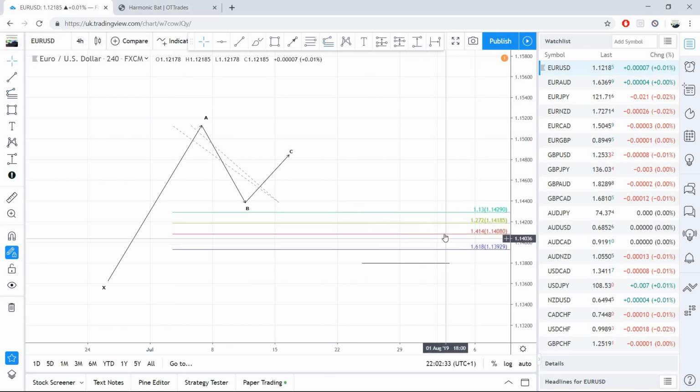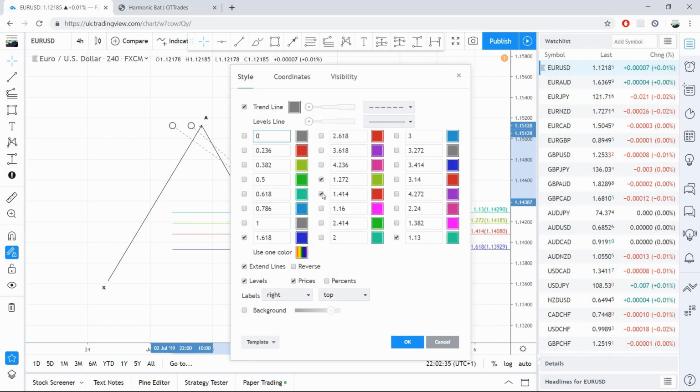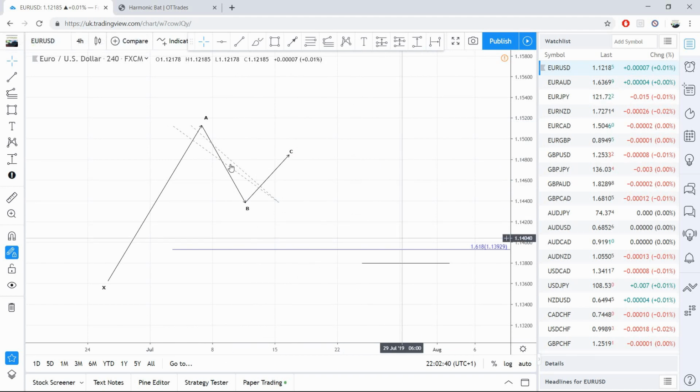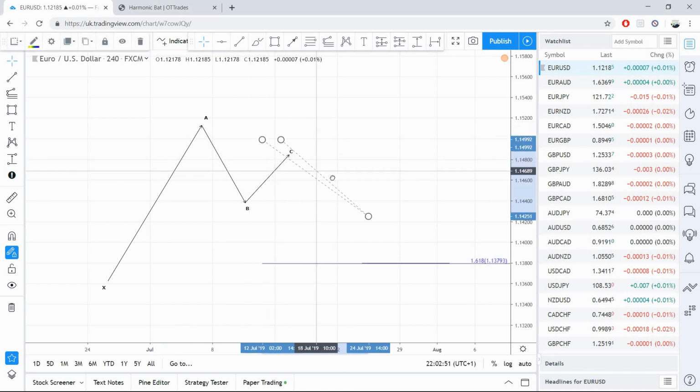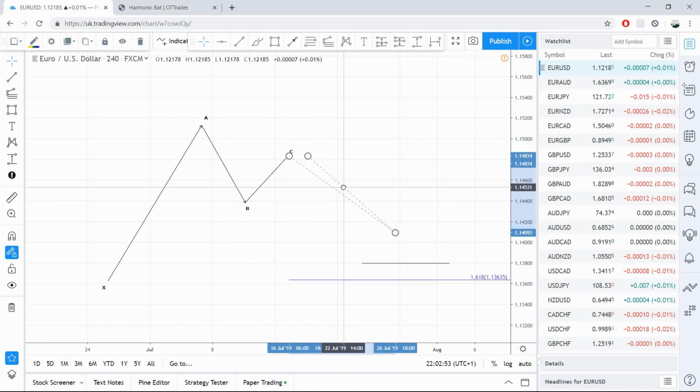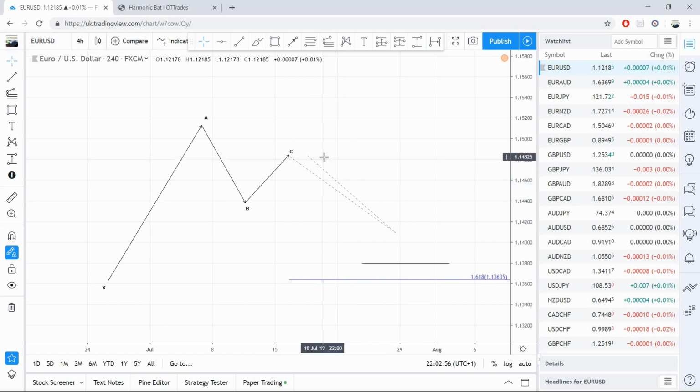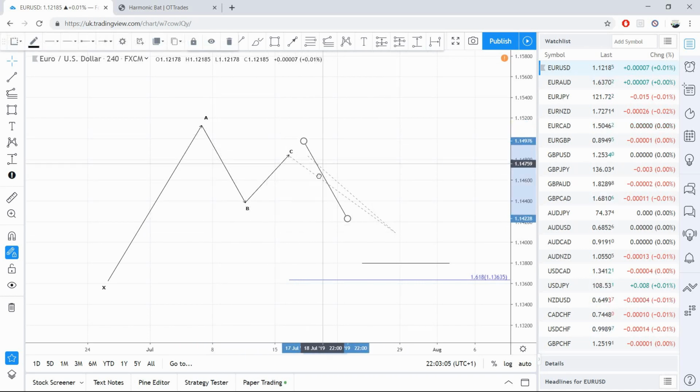So this level here, 1618, turn all the other ones off. That is the level of 1618 extension, so 61.8% extended past that A to B leg. So we can then just copy this across to the C point. So see, our C point here is now our starting point. So this move here where the dotted lines are is our A to B leg, and we can measure that by copying it across.